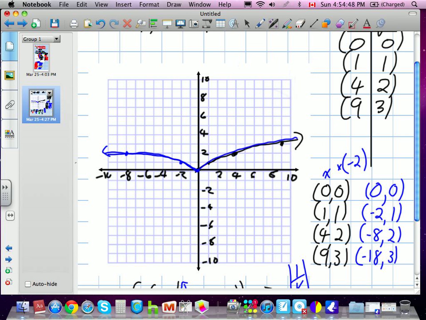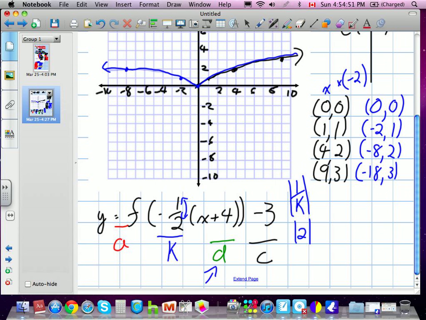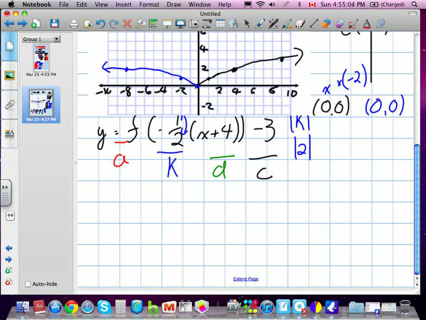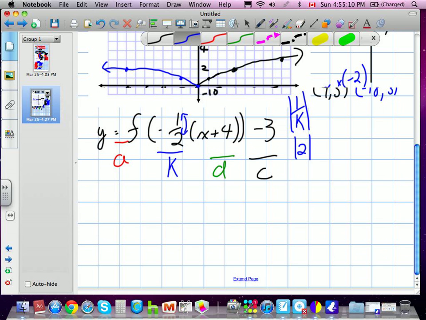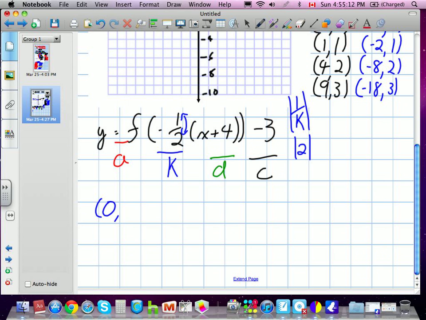Now we have to deal with our D, which is positive 4. If this entire little operation here is positive 4, what does it mean? Which direction do we move? Left. Yeah, we move to the left or in a negative direction by the number 4. So again, I'm going to take those coordinates we've written down in blue here. 0, 0, negative 2 and 1, negative 8 and 2, and negative 18 and 3. Well, negative 18 and 3 is not even on this chart, right?